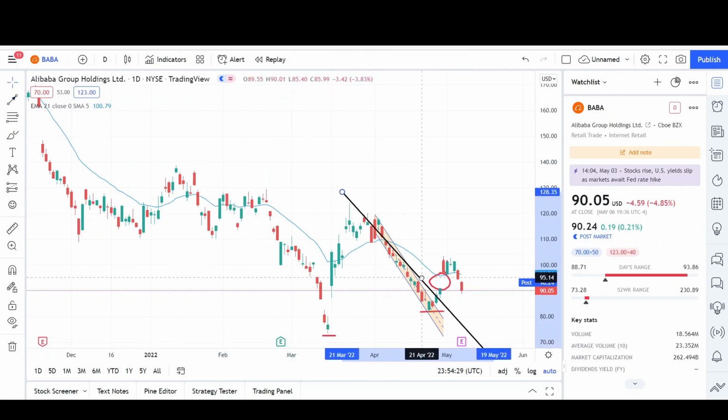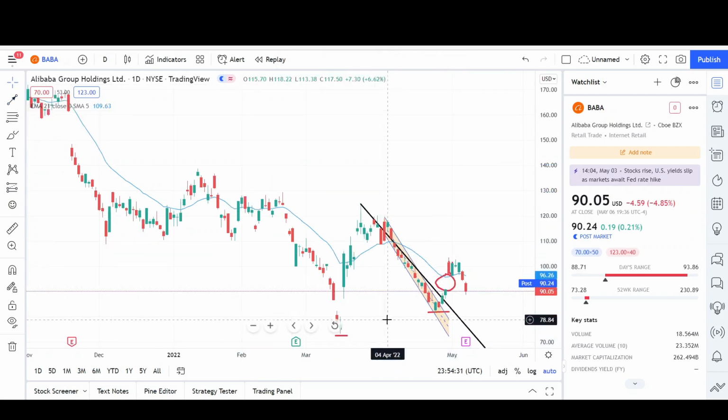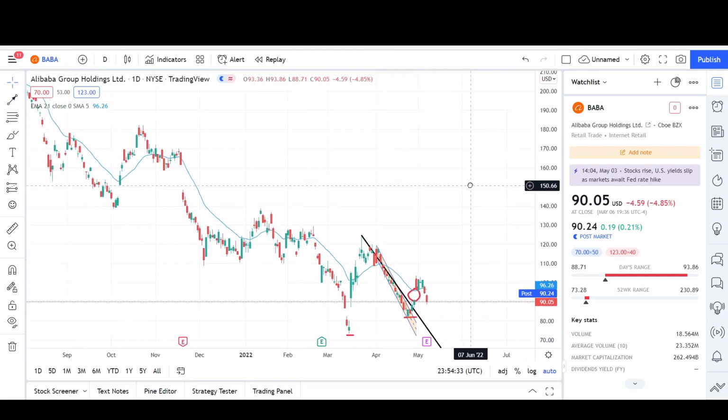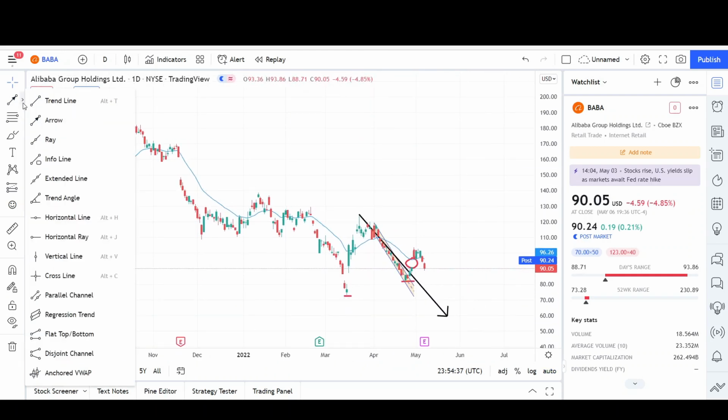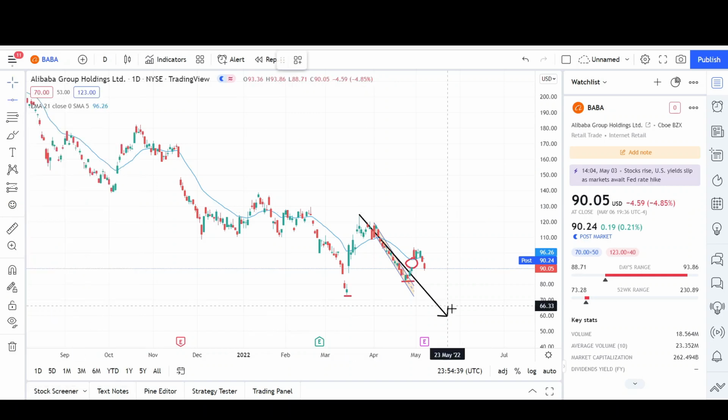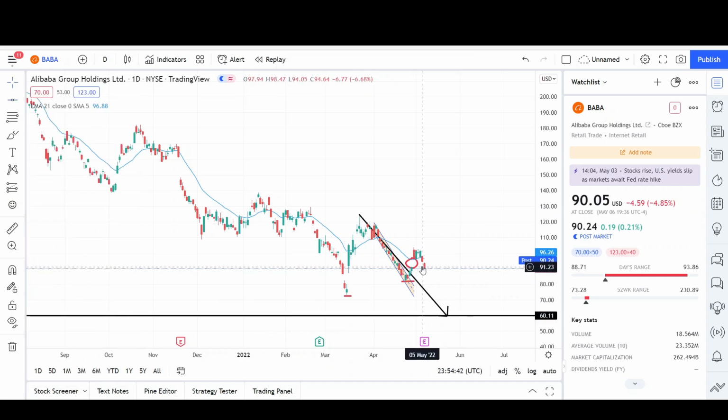Where are we going next? Probably back down to the all-time lows for this stock. I'll show you guys right now. So the measure move target is right around that $60 level. So I'm still looking for that $60 level, and it definitely looks like prices are heading down there.